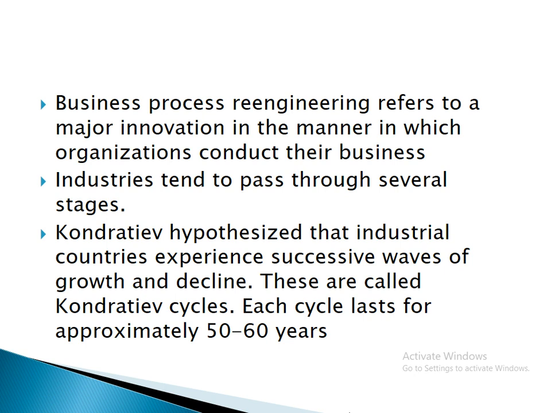Industries tend to pass through several stages. These stages include the initial period of experimentation, a period of rapid growth of the industry, a period of diminishing growth, and a period of stability or decline. The scientist Kondratiev hypothesized that industrial countries experience successive waves of growth and decline. These are called quantitative cycles. Each cycle lasts approximately 50 to 60 years.